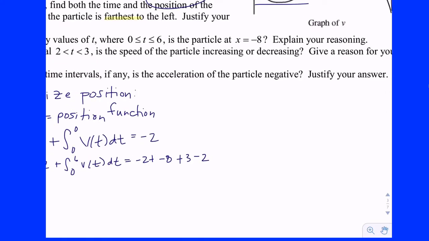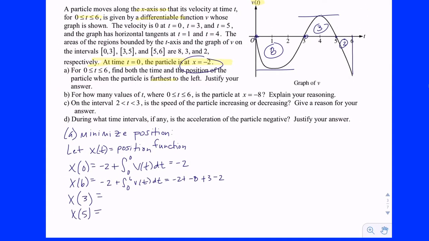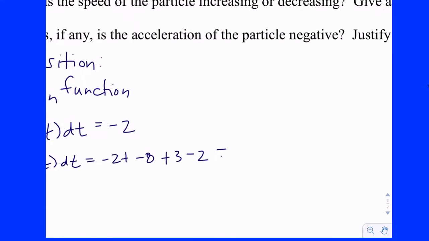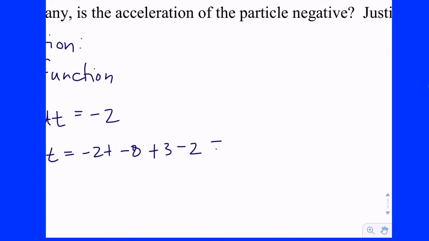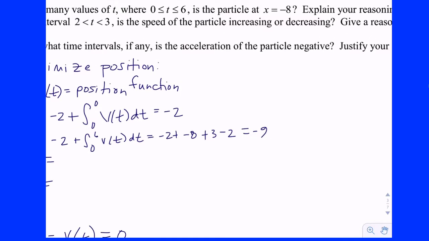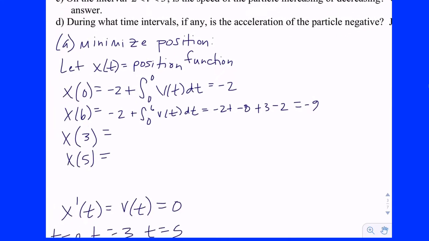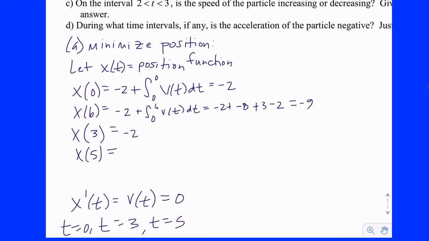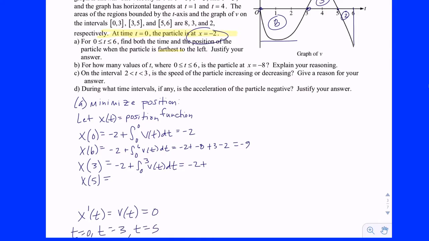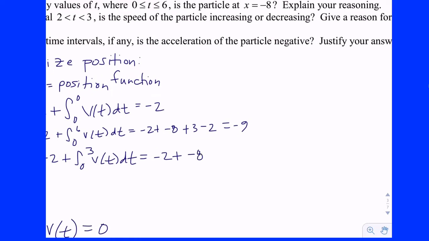And go ahead and show the values from your table in your calculations before you simplify them. So what does that end up being? Negative 9? Yeah, negative 9. And then continuing on, now we've got the next critical value. It's negative 2 plus the integral from 0 to 3. That's going to be negative 2 plus the integral from 0 to 3 alone, which is just minus 8. So that puts you at negative 10.